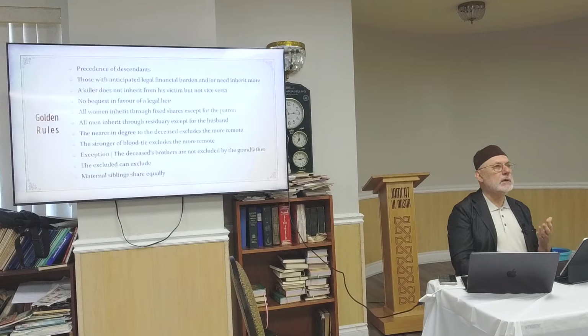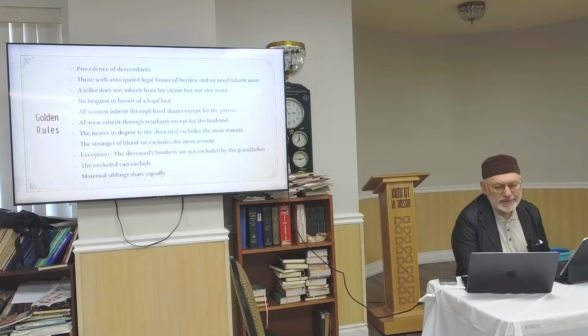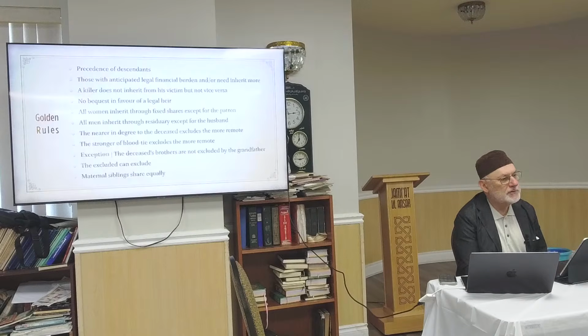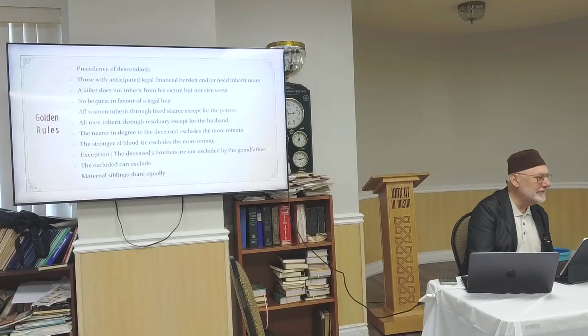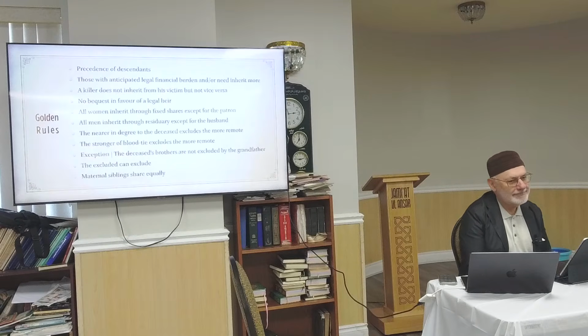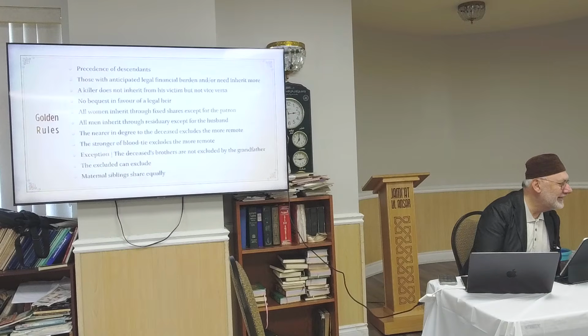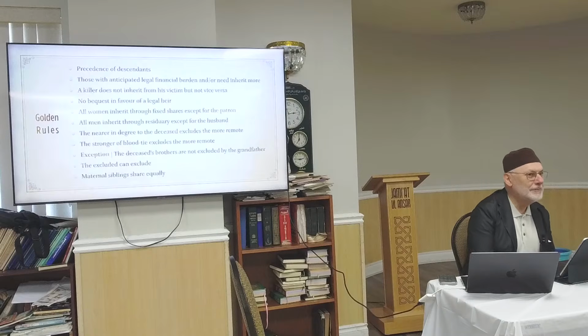Another principle, al-qatilu la yarith: a killer does not inherit from his victim, but not vice versa. The victim can inherit from his killer. How can a victim inherit from his killer? The guy does the thing that causes the person to die, but it takes a couple of weeks for them to die. If the killer dies first, then the victim, because he did not cause it, inherits.